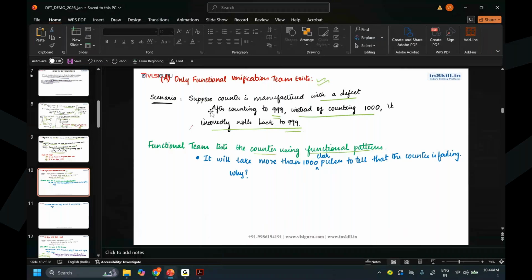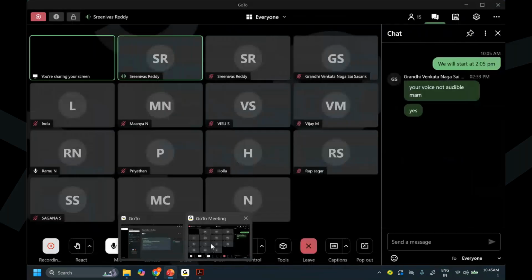In this case, the counter is manufactured with a defect, so after counting 999, instead of counting 1000, it incorrectly rolls back to 999. The functional team is testing the counter using functional patterns, so it will take more than 1000 clock pulses to tell that the counter is failing. My question is, why will it take more than 1000 clock pulses?